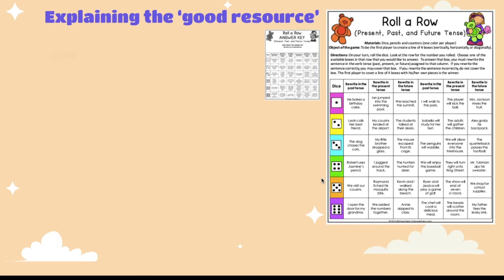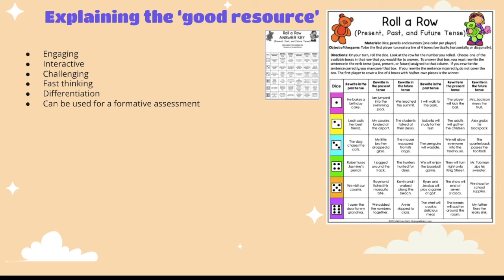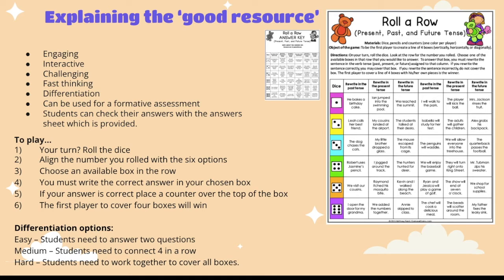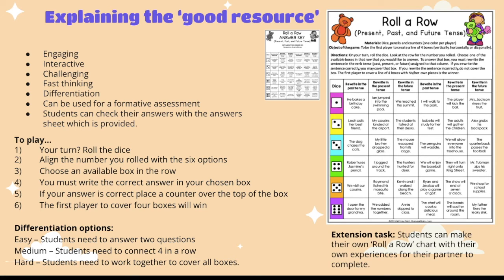Roll a Row is a terrific resource which is engaging, interactive, challenging, fast thinking, but can also be altered for students to be at their level of ability. Differentiation is able to be catered for, and it can also be used for a formative assessment. Students can also check their answers with the answer sheet which is provided, which allows for fast feedback for the students. Below are the rules to play and differentiation options, and also an extension task which students can complete.